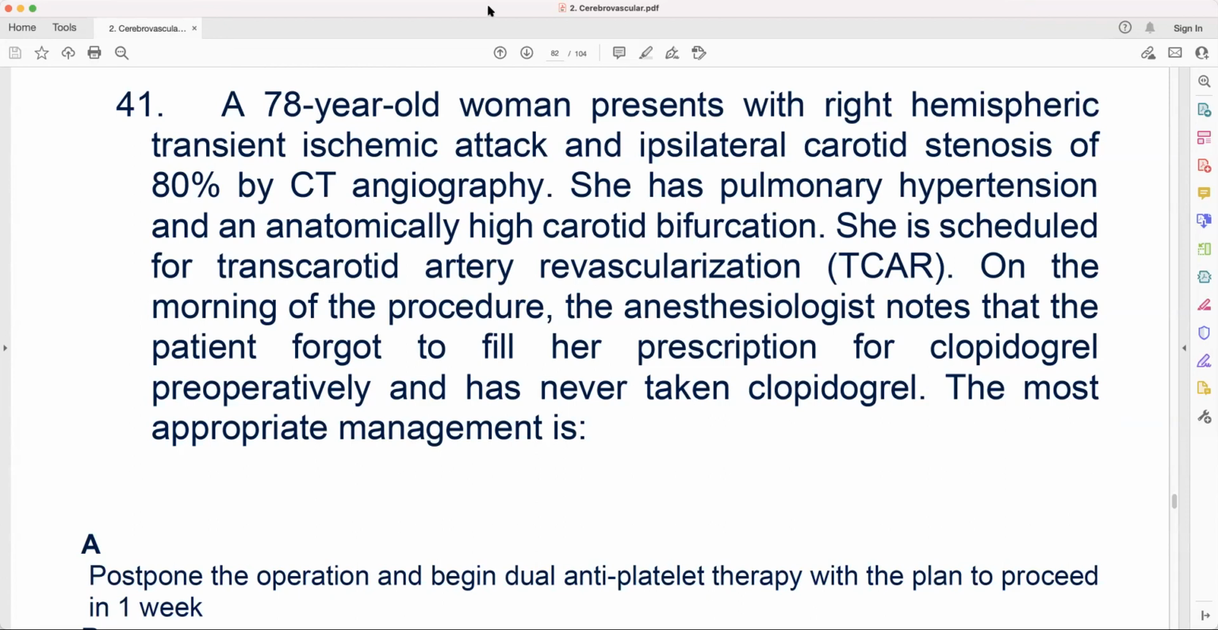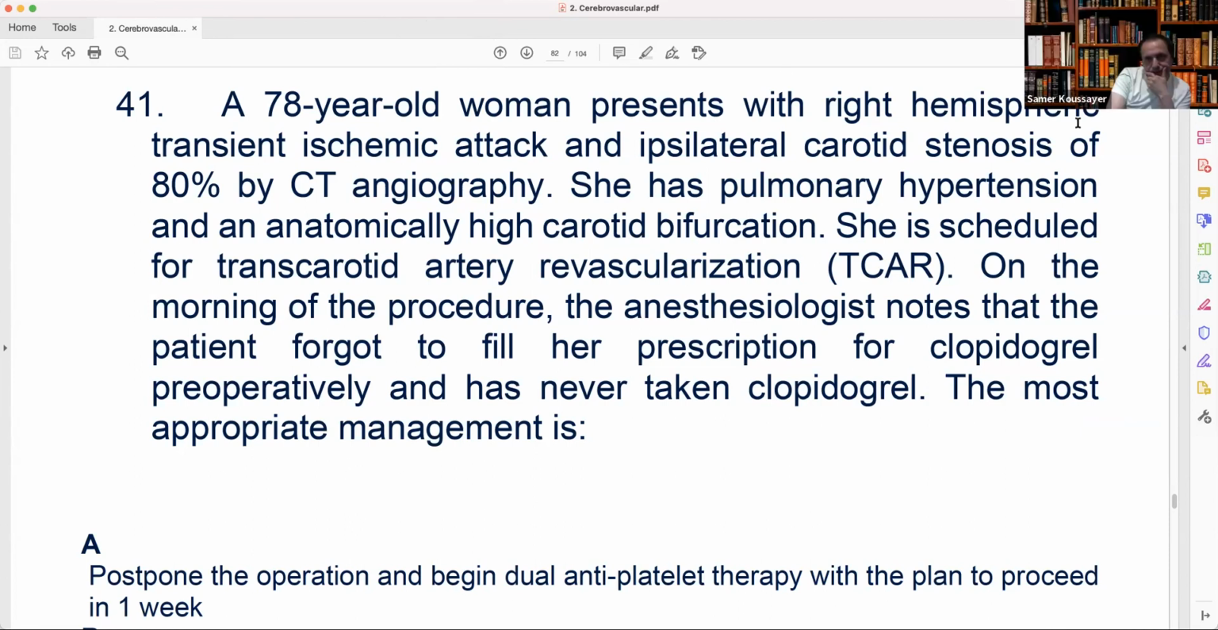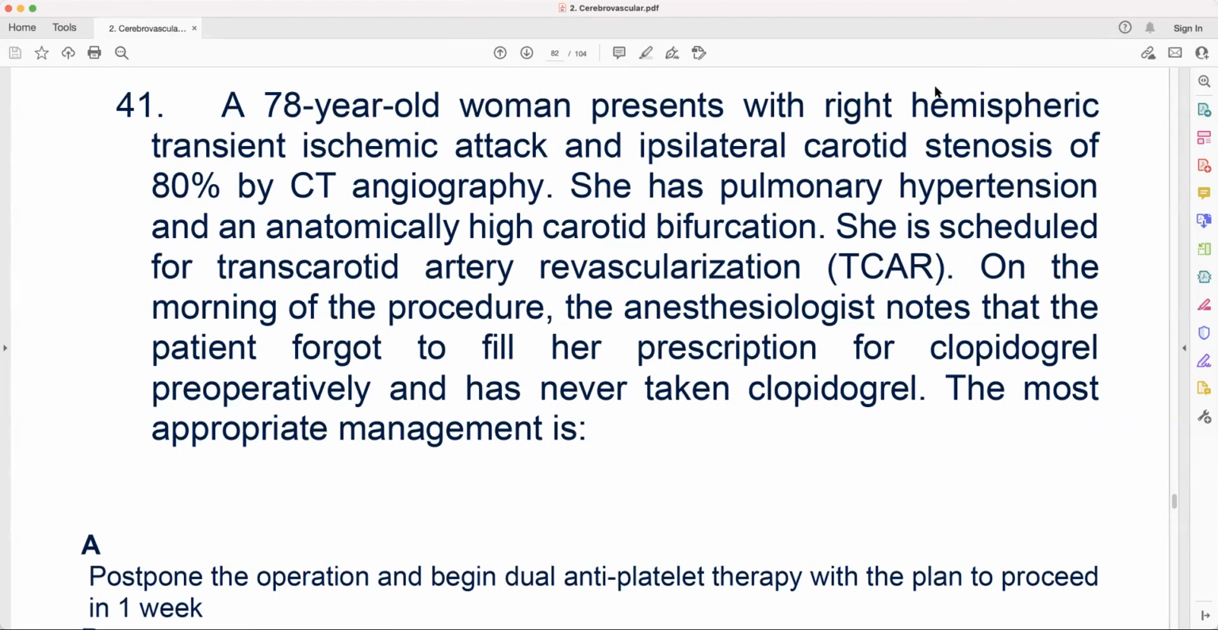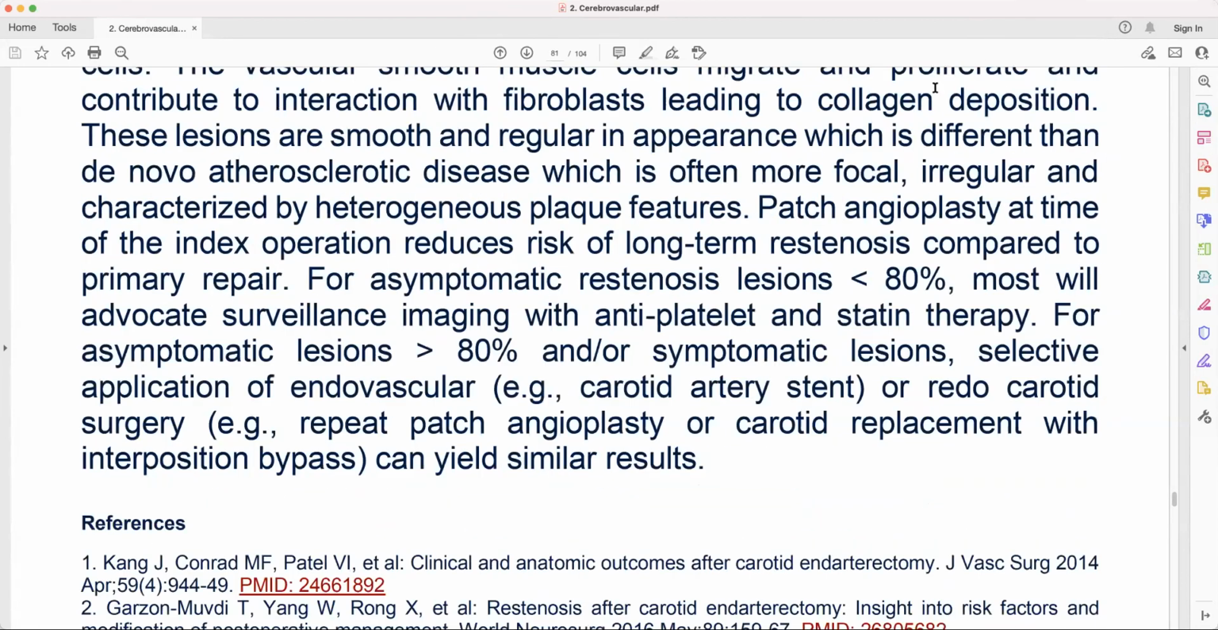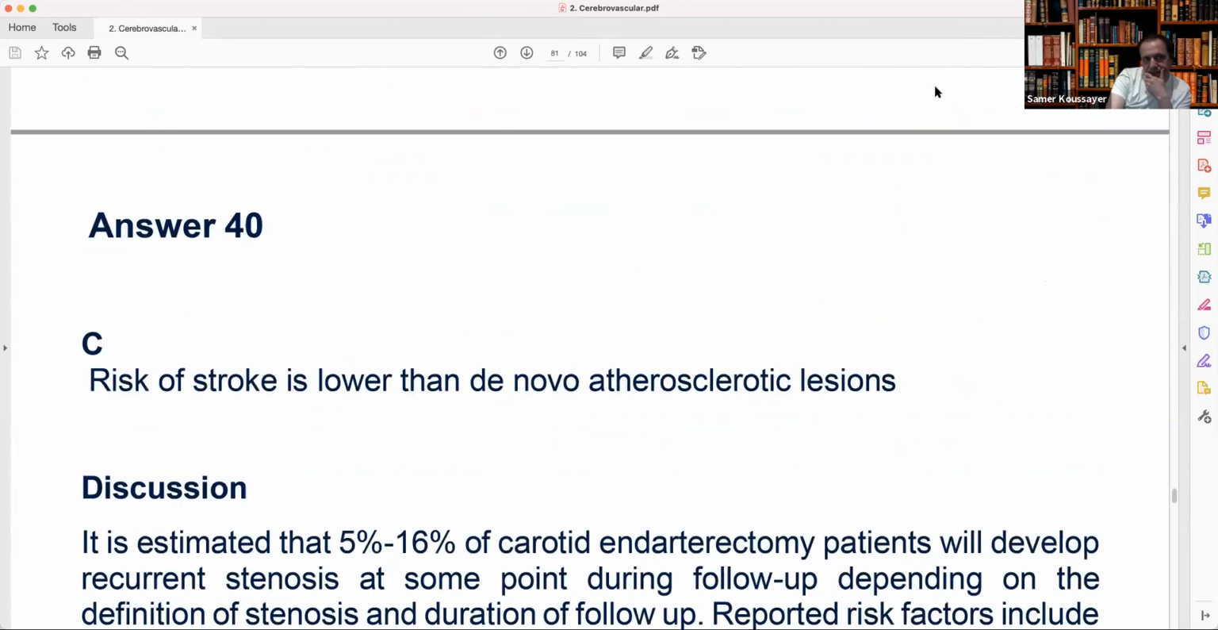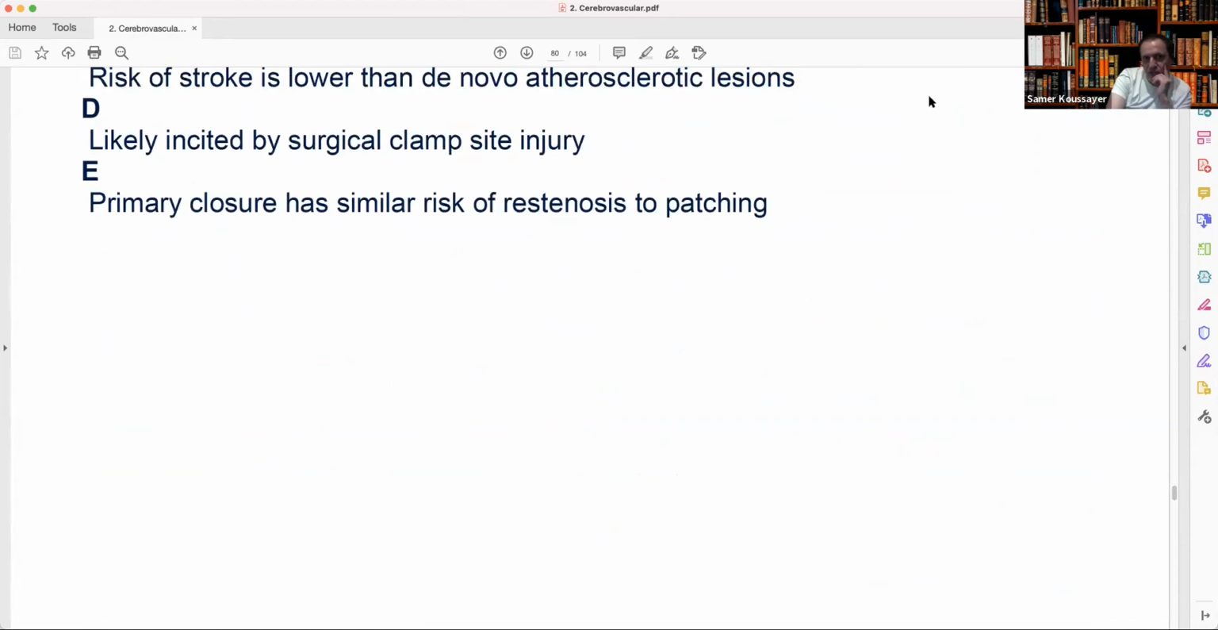Yes, Doctor. For restenosis, Doctor, what is the best option? Like this patient. For this patient, I'll tell you, let's go back to this patient. This one, carotid restenosis, will be a stent. They didn't put this in one of the questions, but if they put it, I would choose a stent.